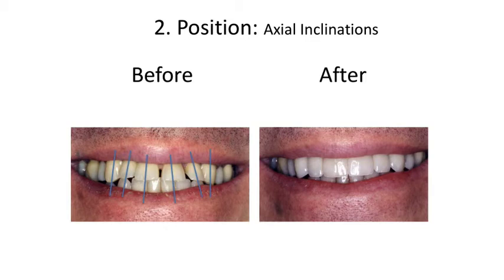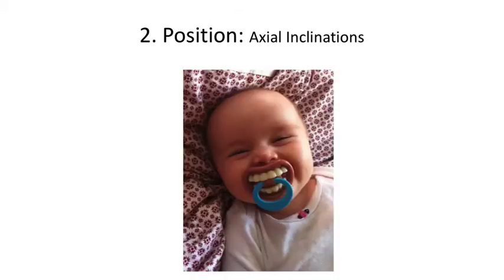Here's a close-up of that same smile, the before and the afters, and you can see the axial inclinations on the left are kind of all over the place. Some are pointing outwards, some are pointing towards the middle, and there's a little bit of a hodgepodge, whereas afterwards everything has been corrected, and it gives the overall appearance a much nicer appearance.